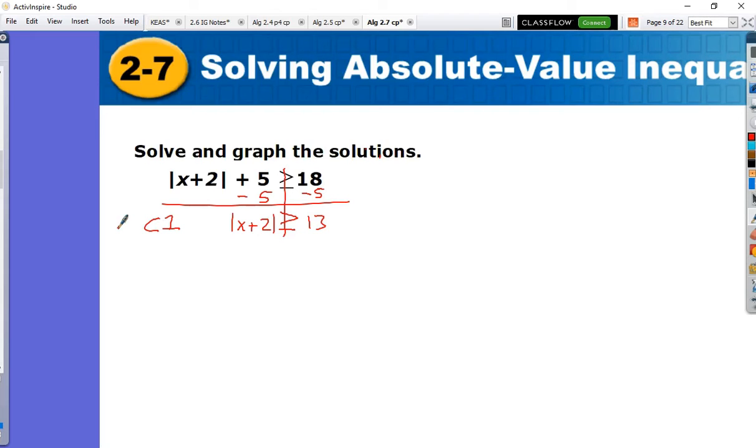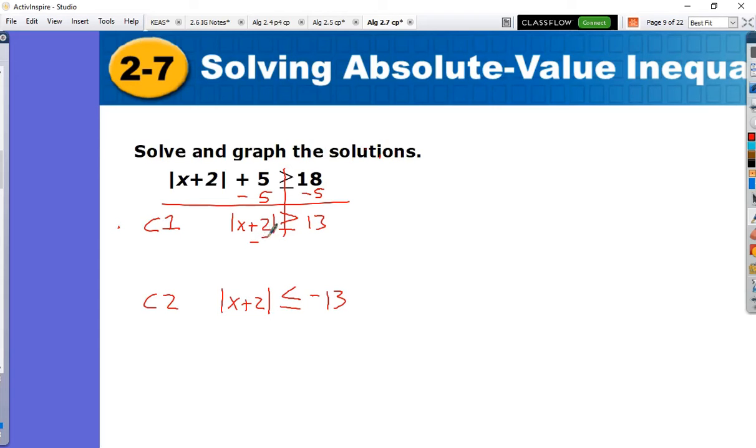Now our case 2, we're going to do the same thing like we did in the previous problem. Case number 2 is going to be written almost exactly the same. We're still going to have the absolute value of x plus 2, but we're going to turn the inequality sign the other way, and we're going to make that a negative 13. Just like we did in the other ones, we turn the symbol and make that negative. It's almost just like chapter 1. So now we're going to solve this.